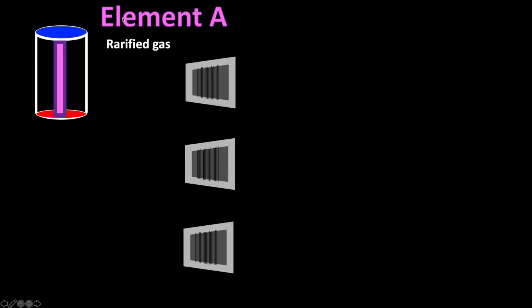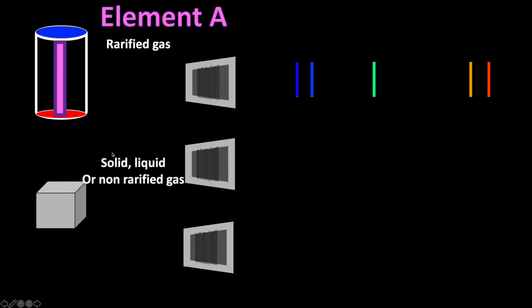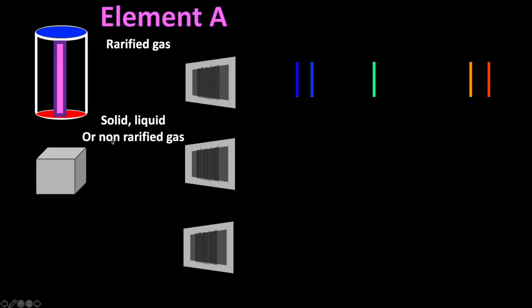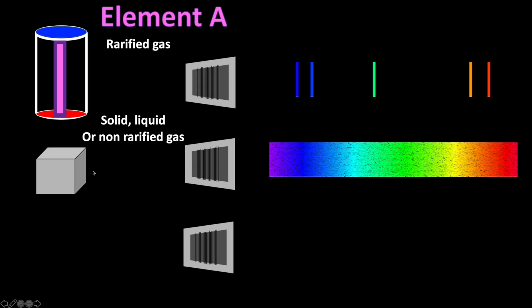So we can see here, if I take an element and make it a rarefied gas, so make it so there's just a couple of those atoms in there, when I run the current through, we're going to get light. And when we spread that light out with a diffraction grating, we get these distinct bright lines. Now, if we did this with a solid, liquid, or even a non-rarefied gas, then the atoms are going to interact with each other and we will get a continuous spectrum here and we'll get all the colors.